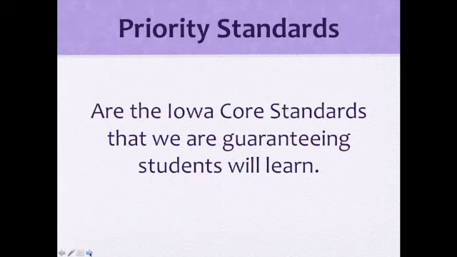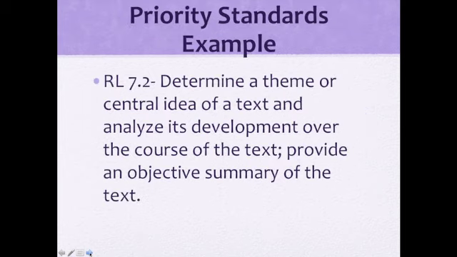Priority standards are the Iowa Core standards that we are guaranteeing students will learn. Here is an example of a 7th grade English Language Arts priority standard taken straight from the Iowa Core. Reading Literature Standard 7.2 states, determine a theme or central idea of a text and analyze its development over the course of the text. Provide an objective summary of the text.